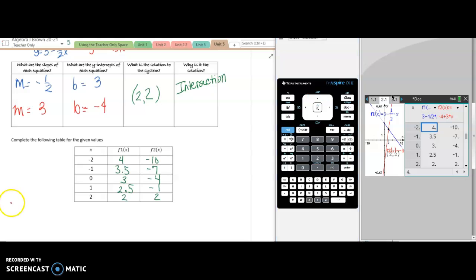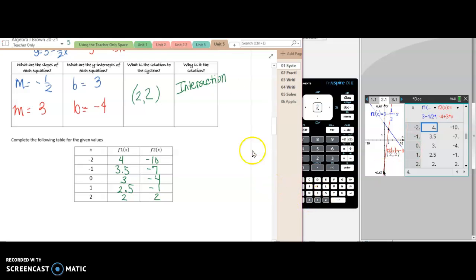Okay, so looking at the table, let's see where our solution is. If we look at this table, where's our solution? It should be the 2, 2, right? So at where x is 2, both of our y values should be 2. So yes, this is our solution right here. All right, good job. Everything was right here for us, right?